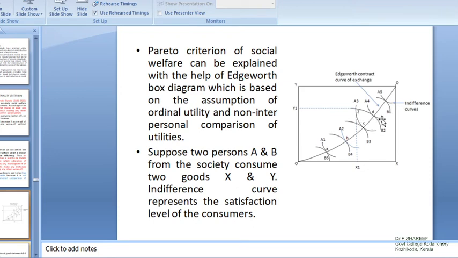Similarly, a movement from Z to D represents an improvement in welfare because individual B remains at the same level, B2, while A becomes better off, that is A reaches a higher indifference curve, A4. Thus, A is better off while B remains at the same level, not worse off, which indicates improvement in social welfare. Thus, according to the Pareto criterion, any change that makes anyone better off without making others worse off indicates improvement in social welfare.